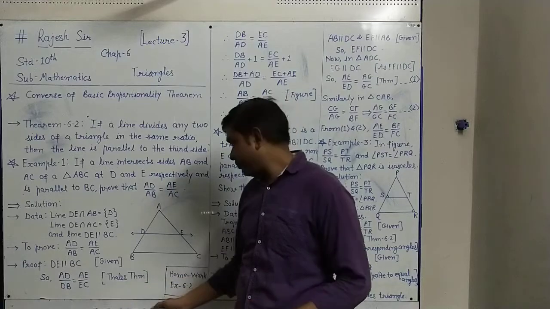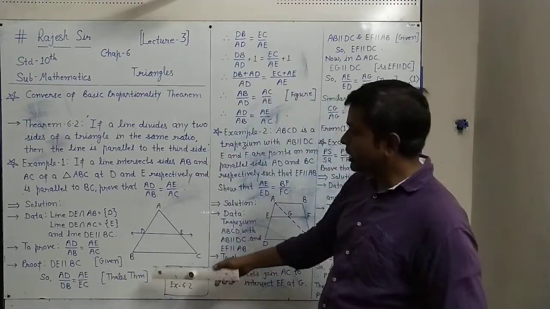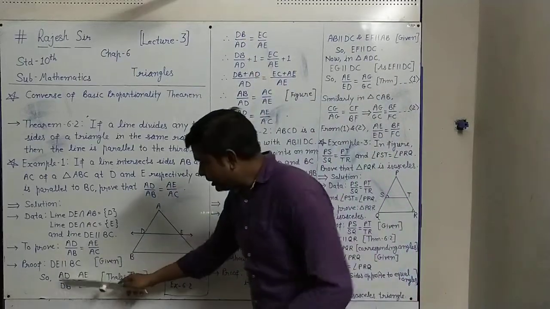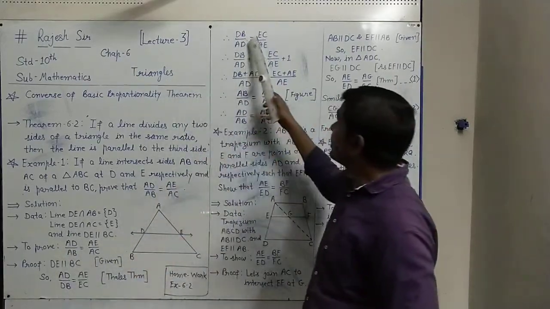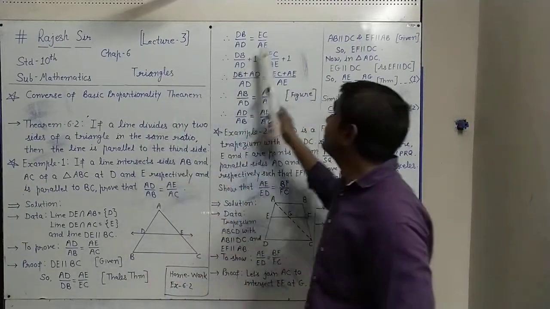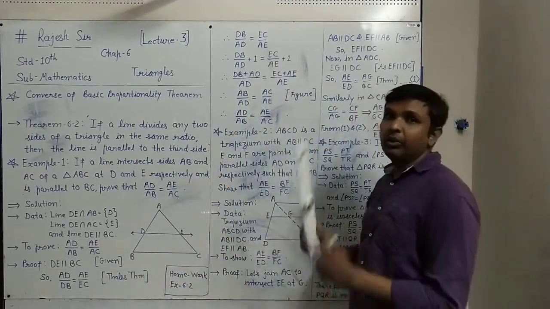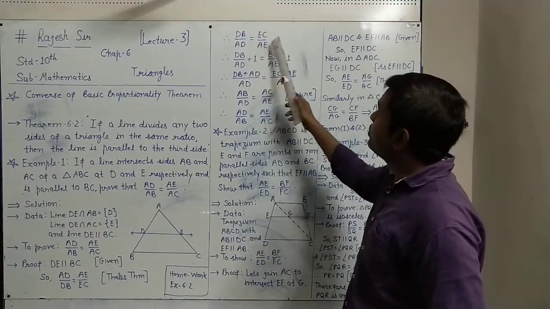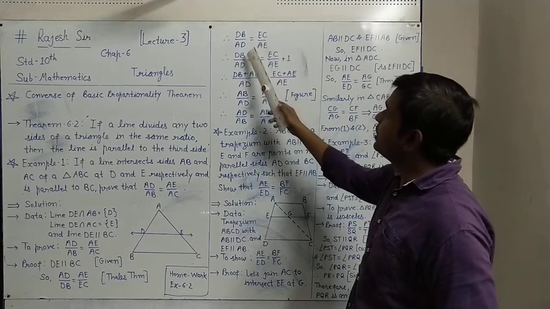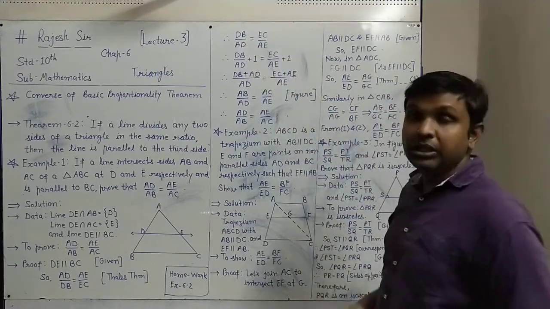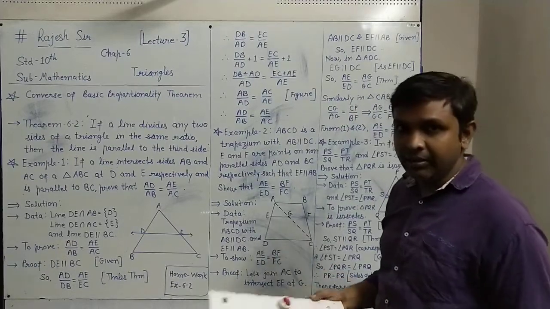Now this can be written inversely on both sides: DB upon AD equals, the same way inverse of the right side, EC upon AE. Means both sides inverse is done. Now 1 is added on both sides, so that also will be equal: DB upon AD plus 1 equals EC upon AE plus 1, because equals added on both sides will be equal.